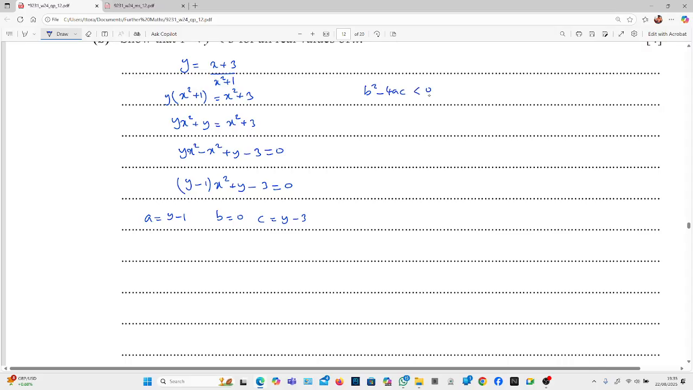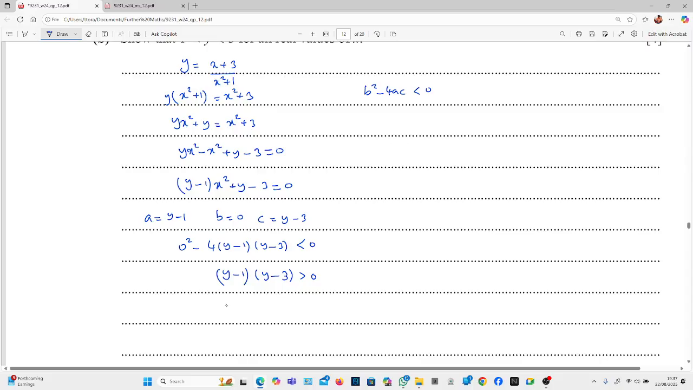less than 0 to give us the values of y that cannot be obtained. So then we have 0 squared minus 4 times a, which is y minus 1, times c, which is y minus 3, and that should then be less than 0. So let's try and solve this. Solving, we get (y minus 1)(y minus 3), and as it's an inequality, dividing by minus 4, less than becomes greater than 0.